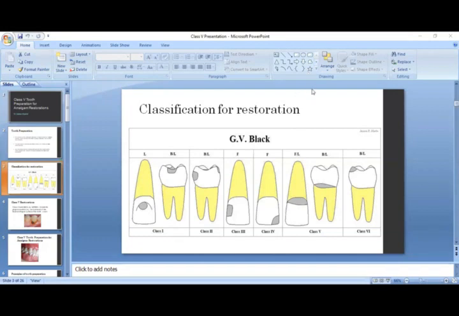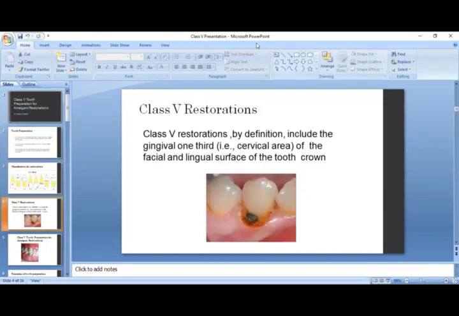Okay, now coming to the class 5 caries region again. So this is basically the class 5 region. Class 5 restorations by definition include the gingival one third. So this is the gingival, and this is the gingival one third of the cervical area of the facial and the lingual surfaces of the tooth. The clinical picture which I am showing you is the facial side. The lingual side is that side.